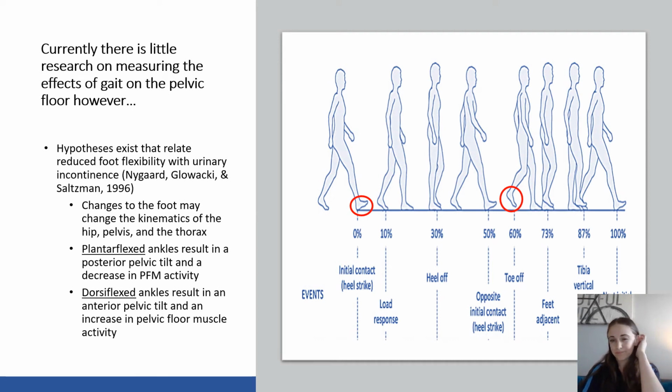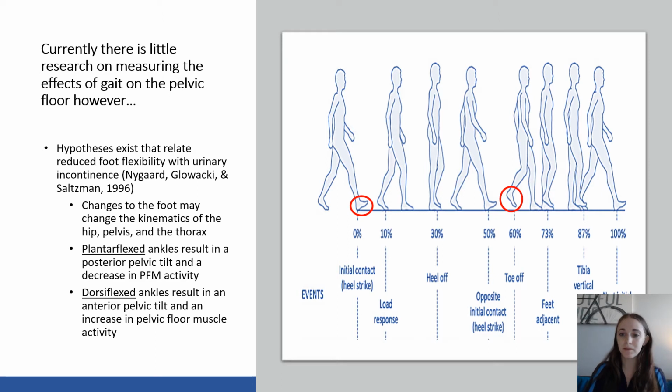There's a lot of research on the relationship between pelvic floor and gait. It's actually really interesting to note that foot flexibility had a relationship to urinary incontinence. A study compared people that wore hiking boots or stable shoes to people that walked around barefoot. The people that walked around barefoot had more pelvic floor muscle activation than the people in stable shoes. It was noted that changes in foot kinematics can affect the hip, pelvis, and thorax, which relates to the pelvic floor musculature.